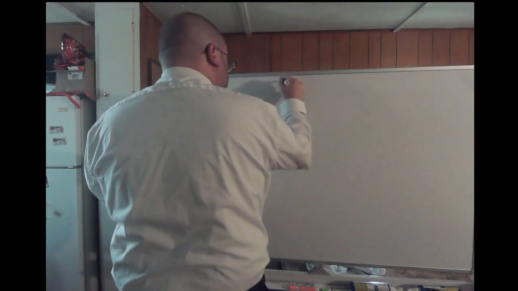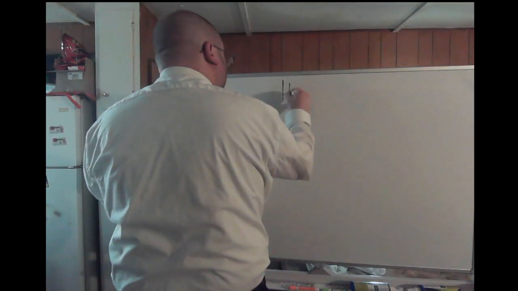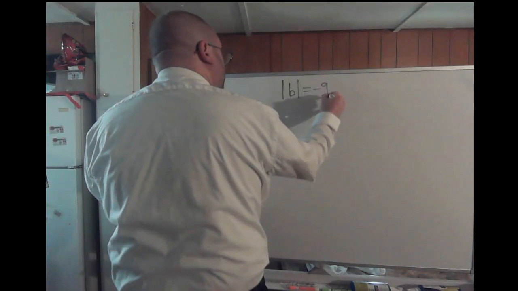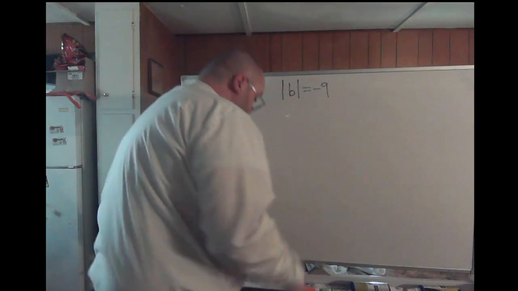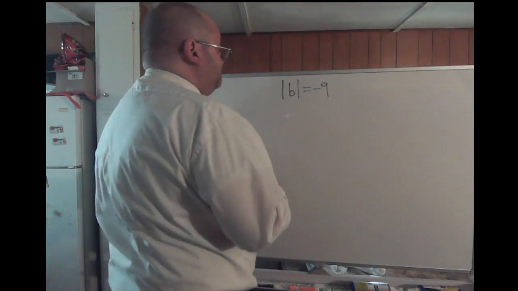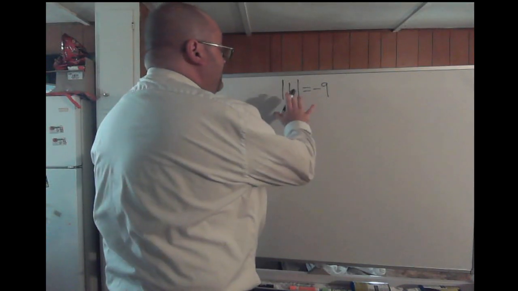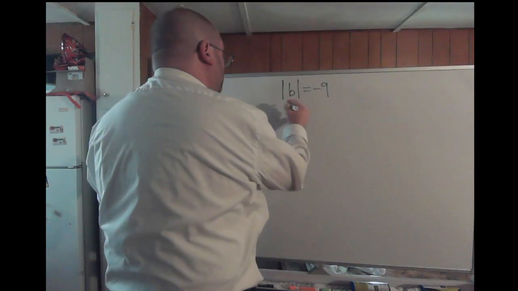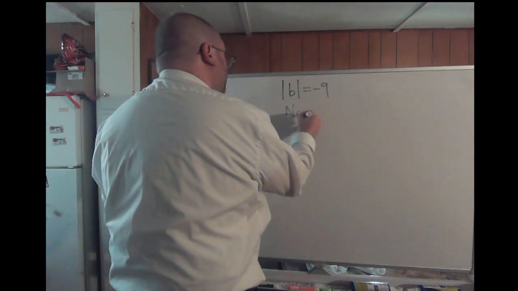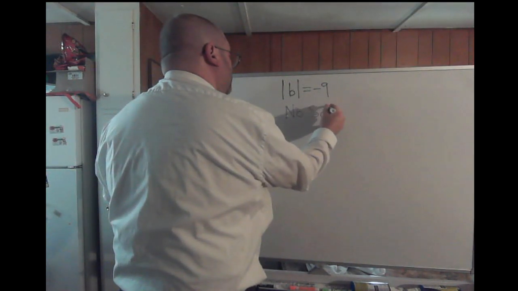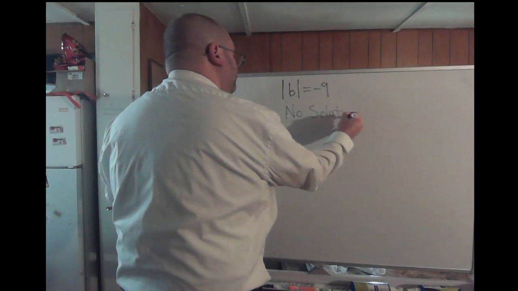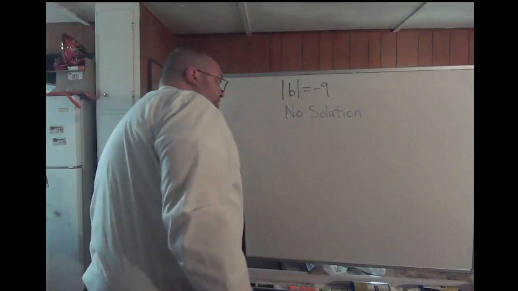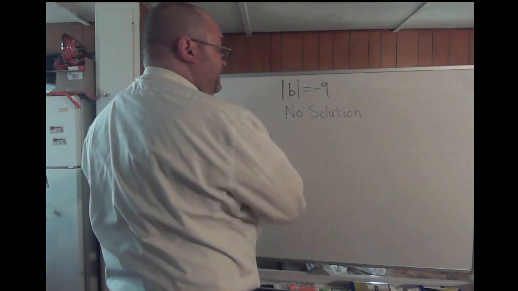Alright, how about another one like it? The absolute value of b equals negative 9. Well, again, when we take the absolute value of a number, it's always positive. It can never be negative. Therefore, there is no solution to this one. There would be no solution to this equation because the absolute value of a number can never be negative.